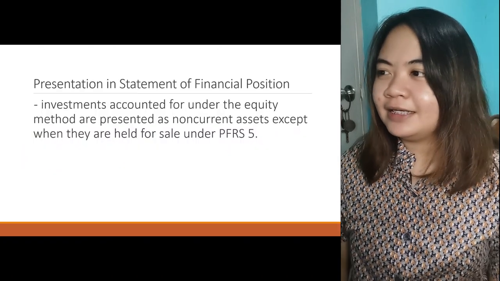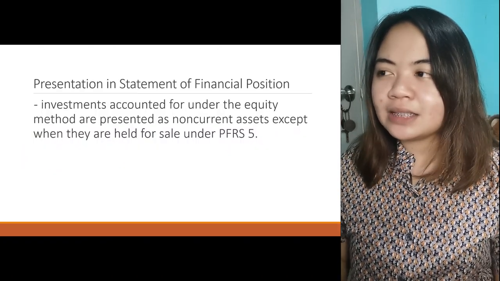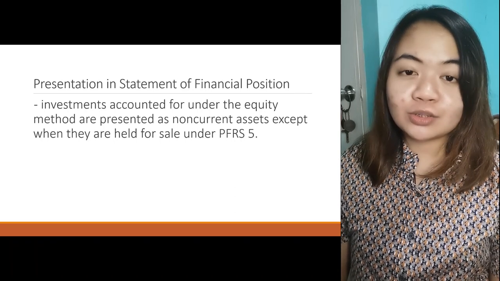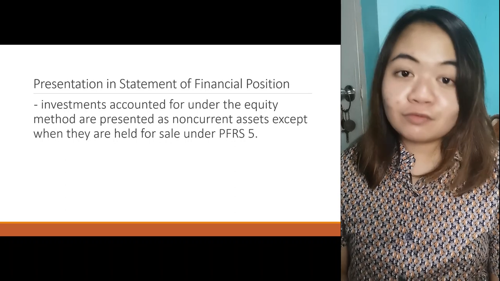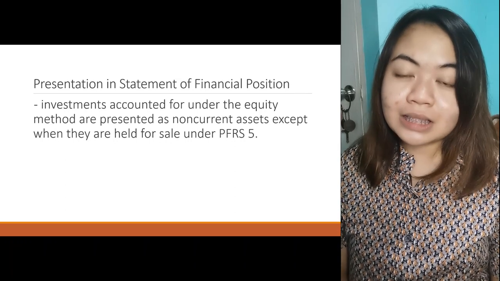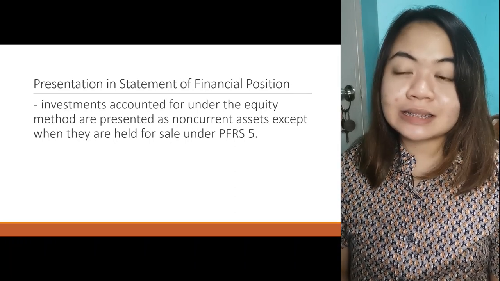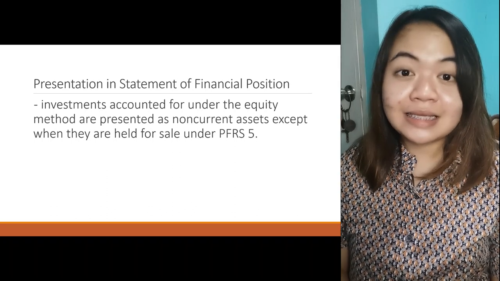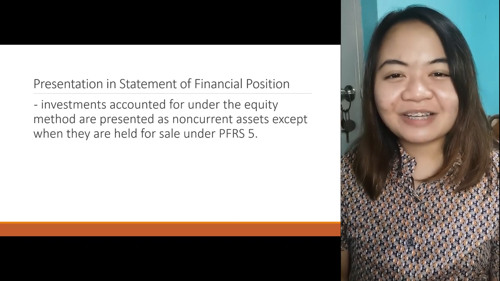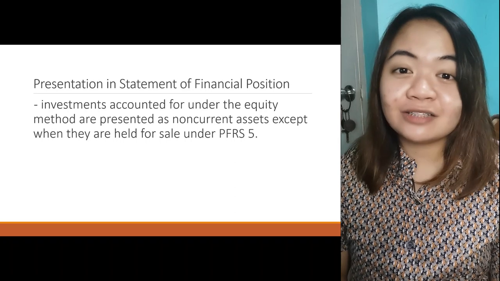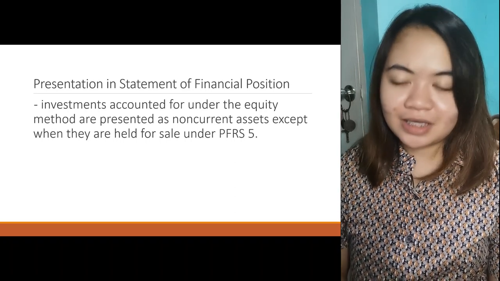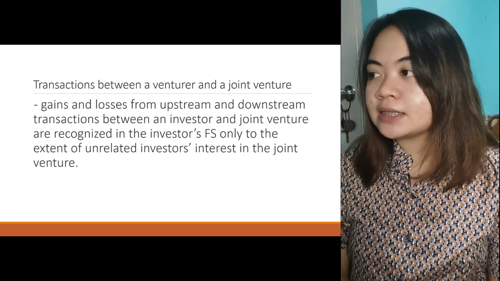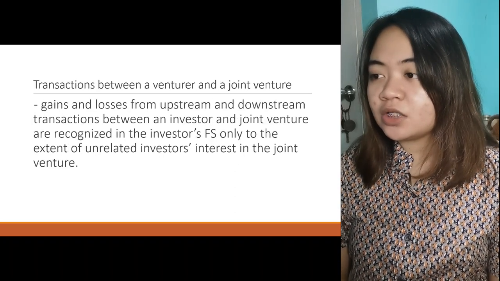Okay? Next. So, how do you present this in the statement of financial position or the balance sheet? So, the investments accounted for under the equity method, we all know that it is presented as a non-current asset. Except, may exemption. Except, kapag siya held for sale and it's accounted for using PFRS 5. Okay? So, yun. Next, transaction between a venturer and a joint venture.